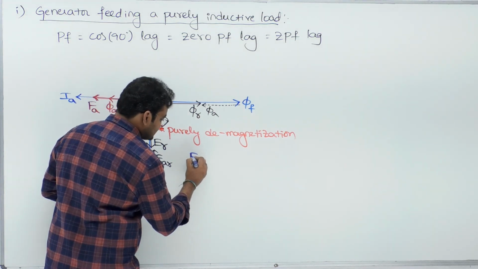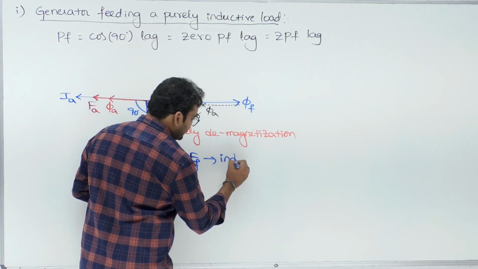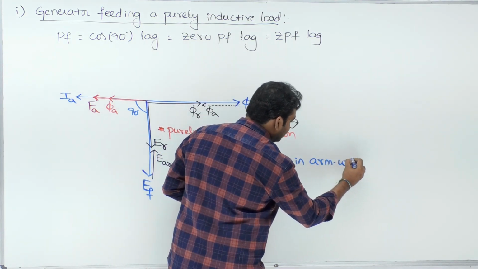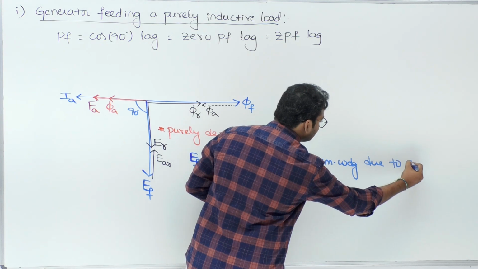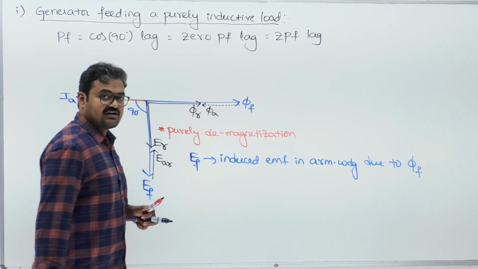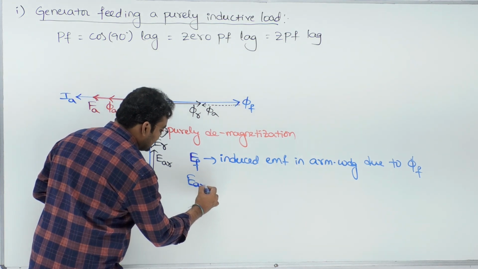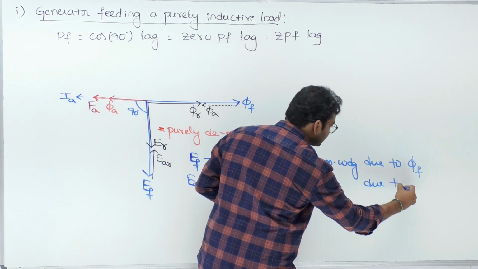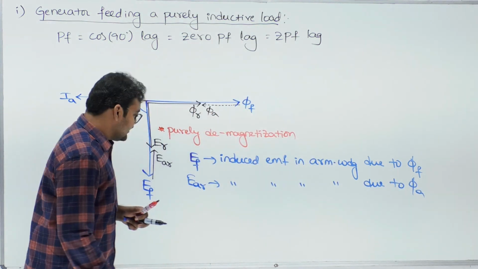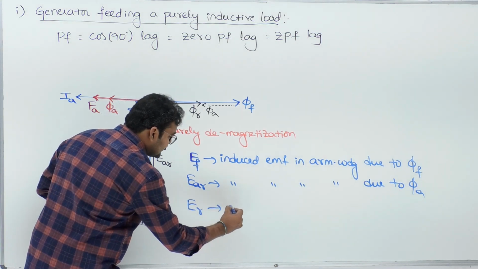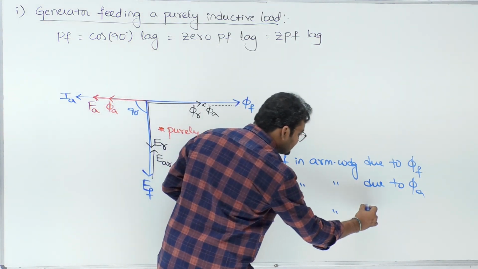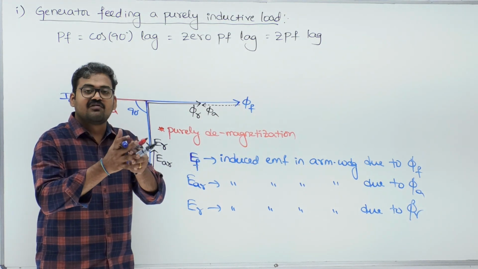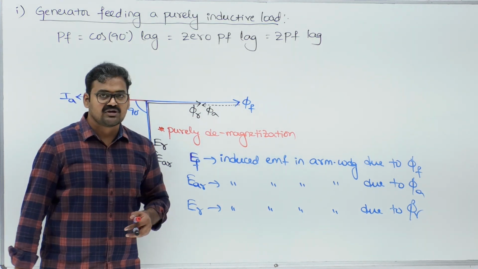terminologies here. First, tell me what is EF. Induced EMF in which winding? Armature winding. Due to which flux? Due to field flux. Am I right? Field flux. Next, what is EAR? Induced EMF in armature winding due to which flux? Armature flux. Okay. Then what is ER? This is induced EMF in armature winding due to which flux? Resultant flux. Resultant flux is the sum of both main field and armature flux together.